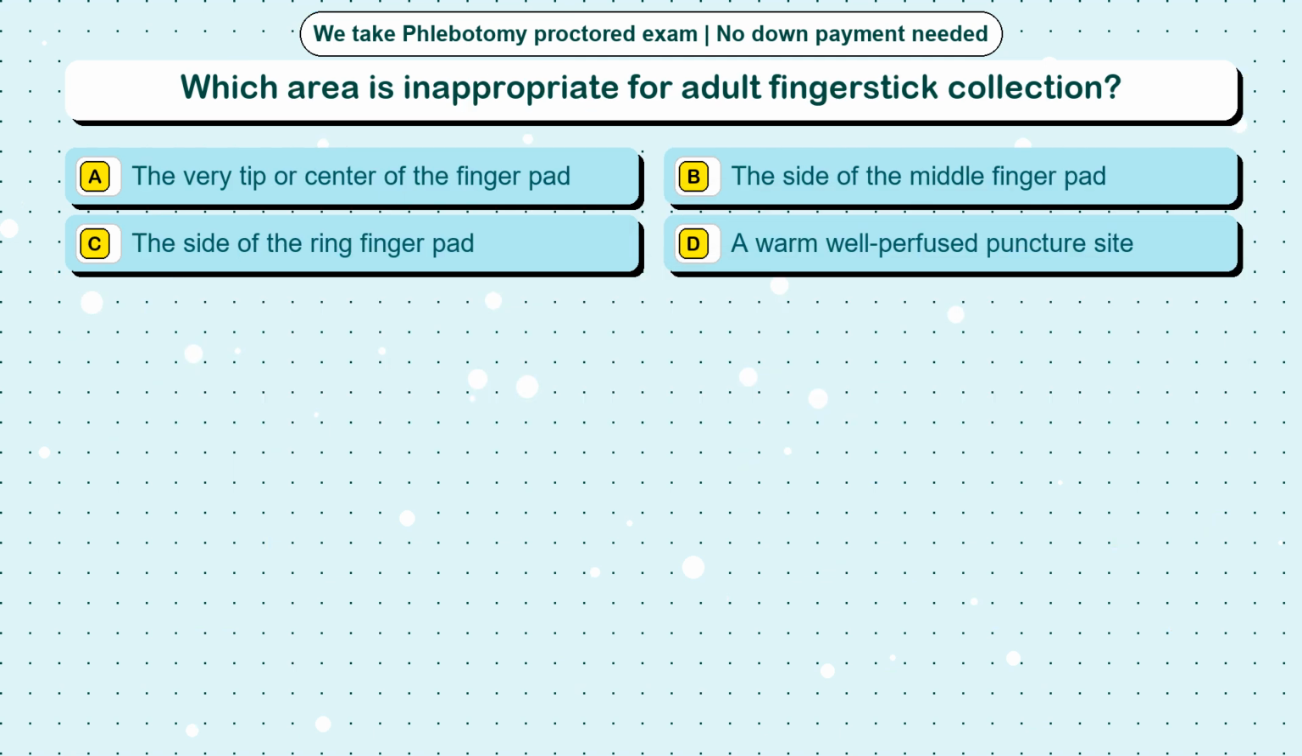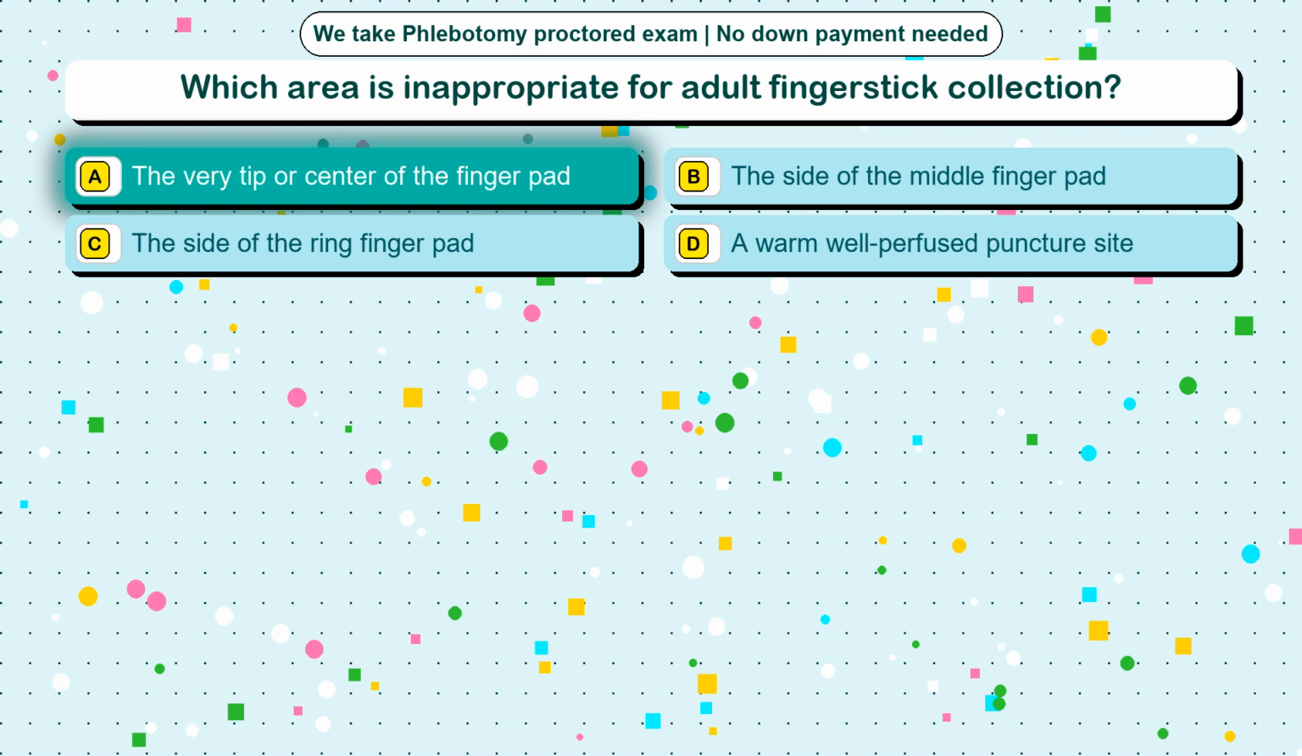Question 84. Which area is inappropriate for adult fingerstick collection? Option A. The very tip or center of the finger pad. Option B. The side of the middle finger pad. Option C. The side of the ring finger pad. Option D. A warm, well-perfused puncture site. The correct answer is option A.